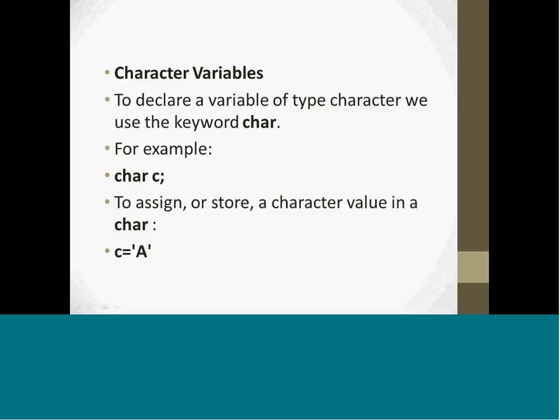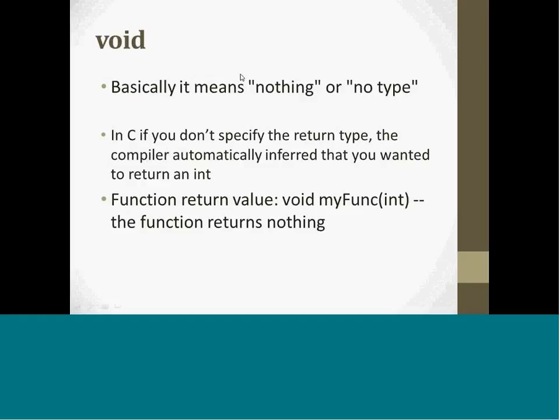For a character variable, to declare a variable of character, you use the keyword char. To assign a character, you write something like c = 'A', using single quotation marks.